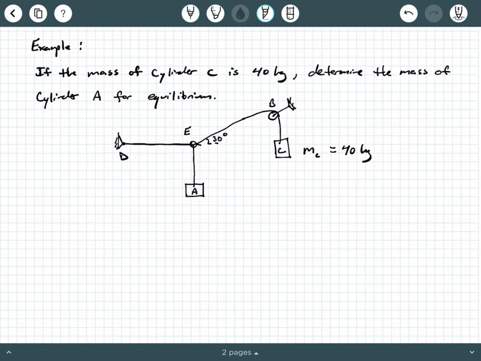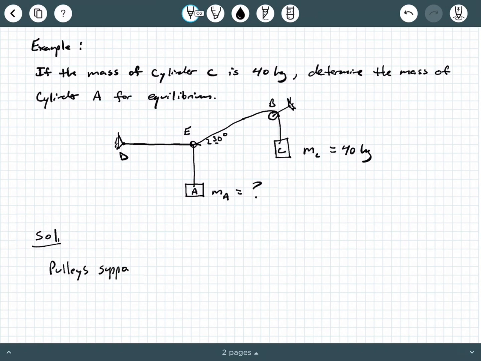So again, this is not the most beautiful artwork, but we have a cylinder C that has a mass of 40 kilograms, and it is attached to a rope that's wrapped around a pulley. And this rope, after it's been wrapped around the pulley, is attached to a ring at E. And then at E, we also have another rope, ED, that's attached to something off to the left, and a cylinder A hanging here, and the mass of A is what we want. Okay, so let's think critically about this and see how we go about solving it.